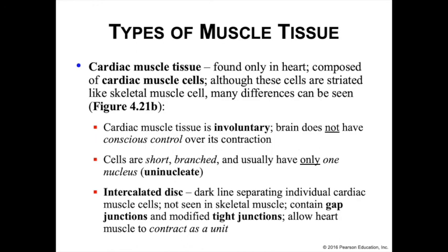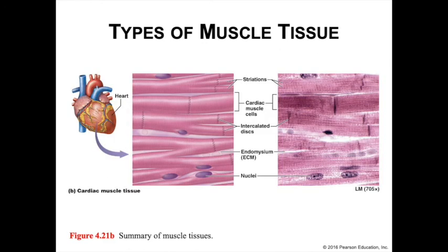We have to have our heart organized. We have 2 chambers on top, 2 chambers on bottom. We have to fill the heart up with blood and then pump that blood out. These intercalated discs are going to help with that organization so we get that heart to pump like it needs to pump. And here's a nice picture of the cardiac muscle.